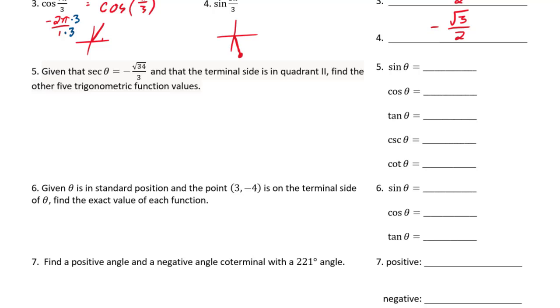Moving on to now number 5. So number 5 provides us with a secant ratio, so we could right off the bat know what our cosine ratio is. So the cosine ratio would just be the reciprocal of that, so cosine of theta must be negative 3 over the square root of 34.